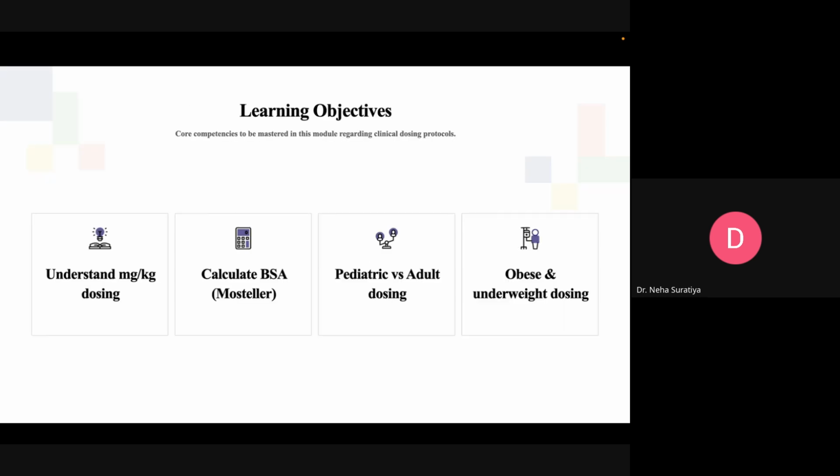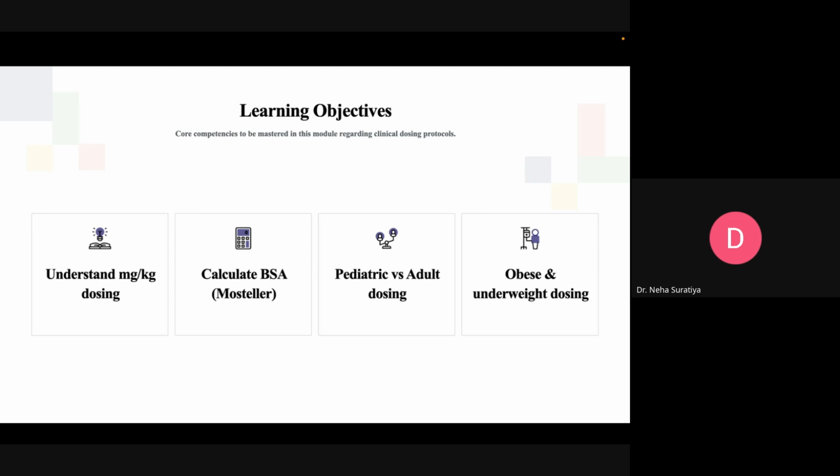Let's start with the learning objectives. Learning objectives make it clearer what, by the end of the session, you will be able to understand. Before starting any lecture, it is extremely important to clearly understand what you are expected to learn after this session, right? So these learning objectives will guide our discussion, whatever we are going to do today.